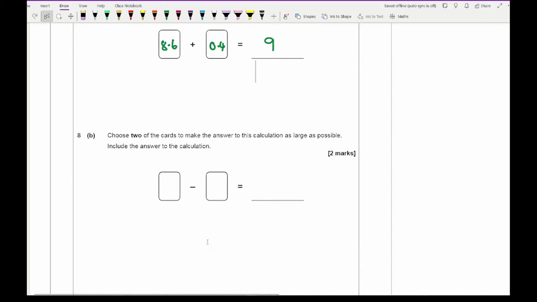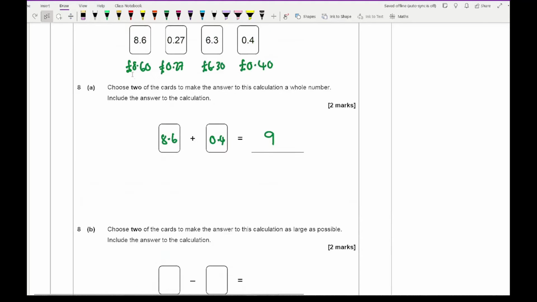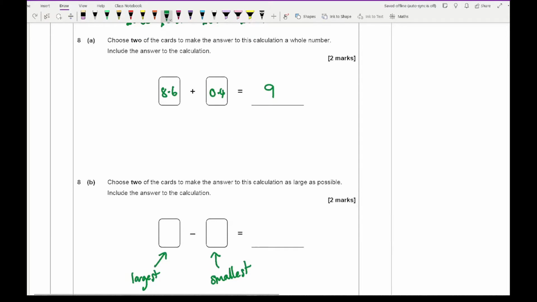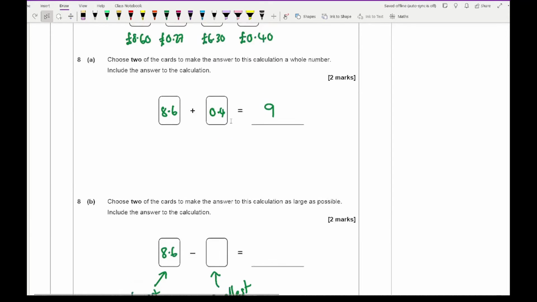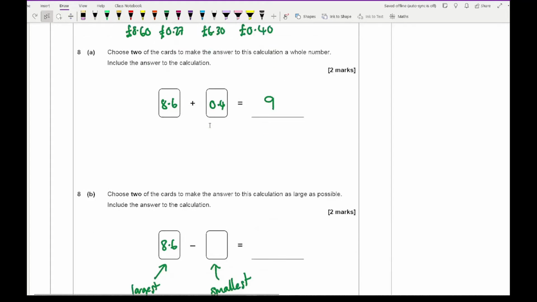For question 8b, it says choose 2 cards to make the answer to the calculation as large as possible. Include the answer in the calculation. Now because we're subtracting, to get the biggest answer, which is what we're wanting, the first number needs to be the largest possible number, and the second number needs to be the smallest. So if I go back to having a look at what my list of numbers were, I want to pick the biggest out of those four numbers, which is 8.6. And I want to subtract the smallest amount, which is 0.27.